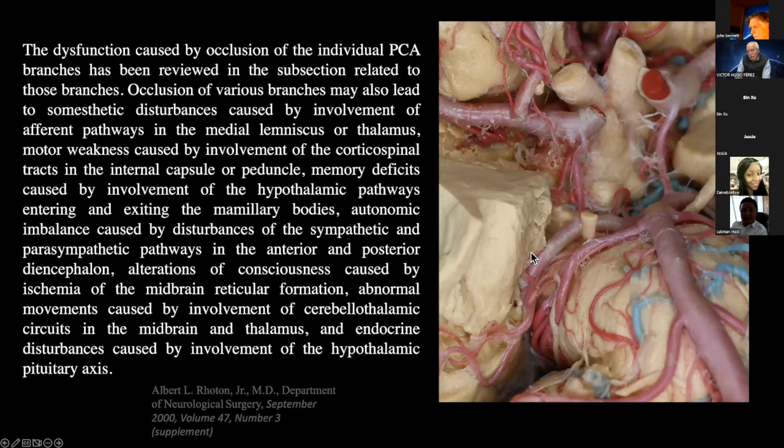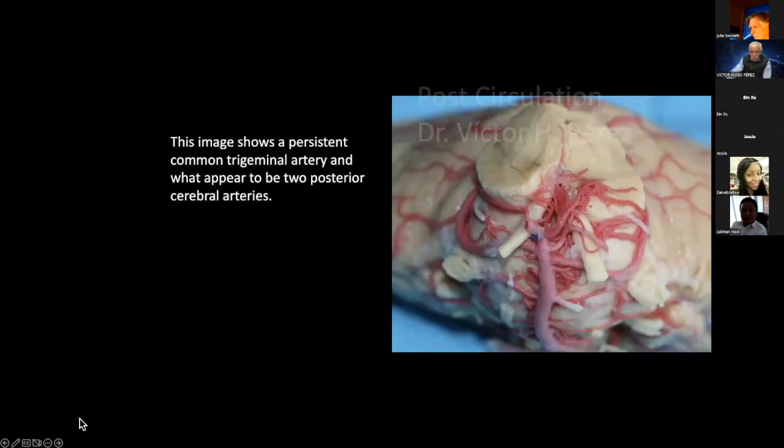So it's very complex, the anatomy of this posterior cerebral artery, but amazing are the alterations that we could have if we have some infarction or damage to this important artery and its branches. This image shows a persistent common trigeminal artery, primitive trigeminal artery, and what appear to be two posterior cerebral arteries. Posterior cerebral arteries, this one, and the basilar artery, and this is the primitive trigeminal artery.